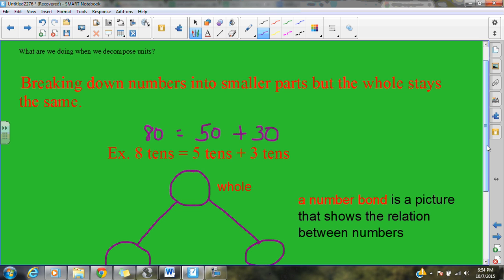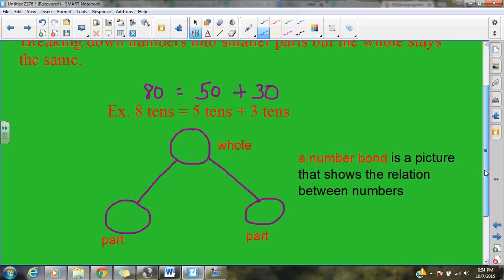What is a number bond? Well, a number bond is a picture that shows the relation between numbers. It's very much like a tape diagram, except it's drawn like this. This is a number bond.